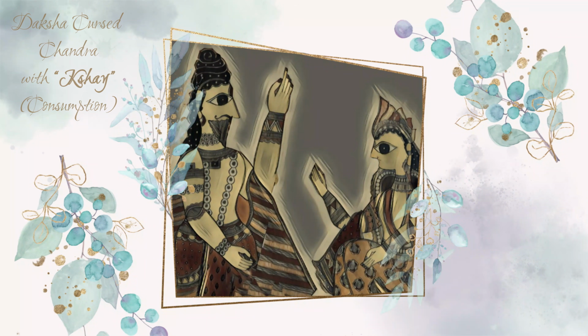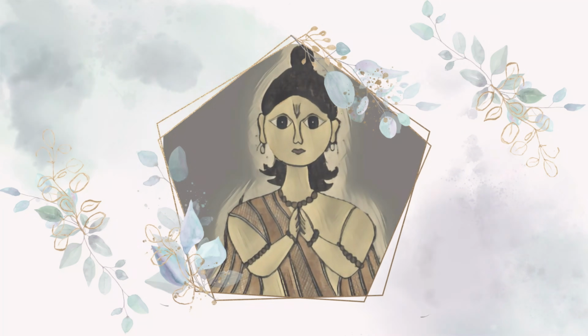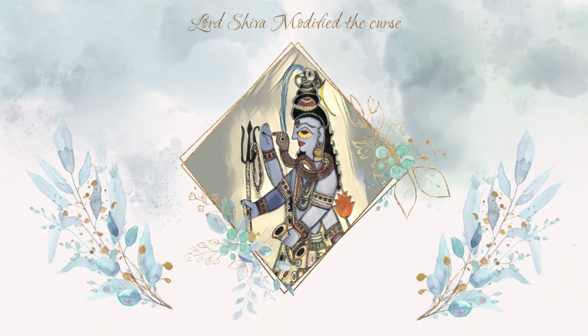Daksha was quite upset to see his daughters unhappy. He lost his temper and cursed son-in-law Chandra that he will suffer from Chaya, that is, glory will wane slowly each day and he will finally disappear. Chandra begged Daksha to take the curse back. But as an absolute rule, a curse once cast can't be revoked. So, on the advice of Brahma, Chandradev went to Prabhasa Kshetra to pray to Shiva. Pleased with him, Shiva appeared before him, and even though he didn't fully nullify it, he modified it.